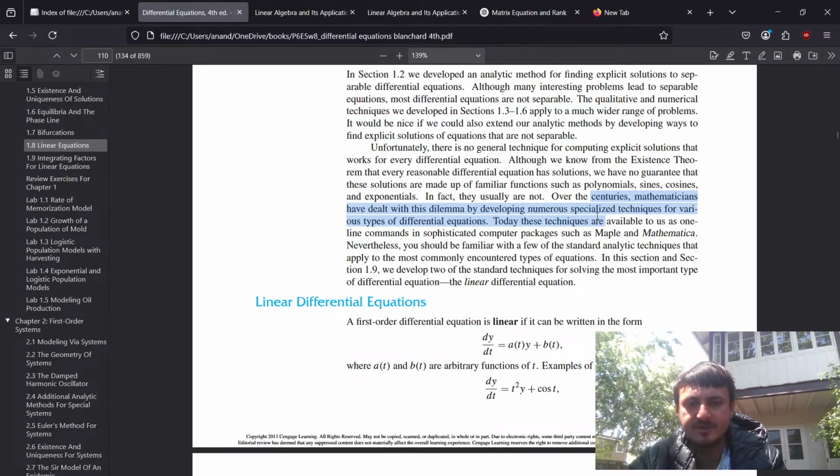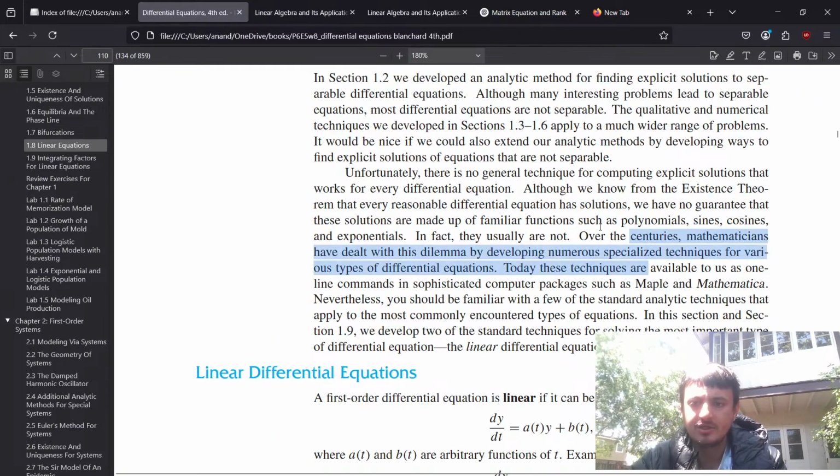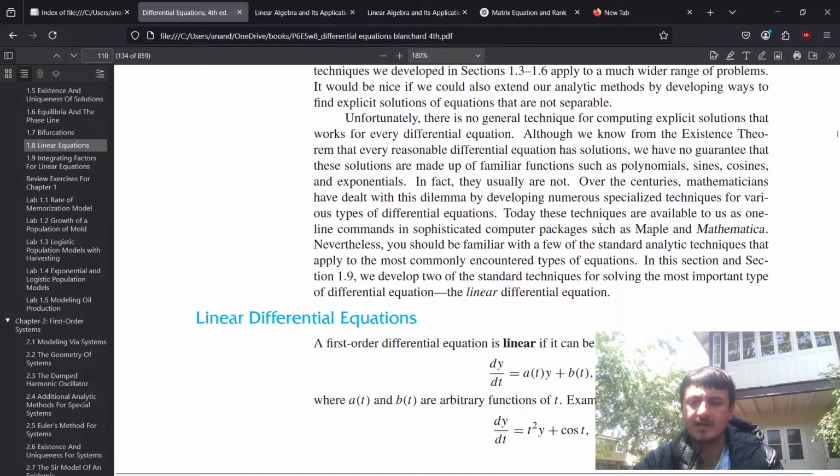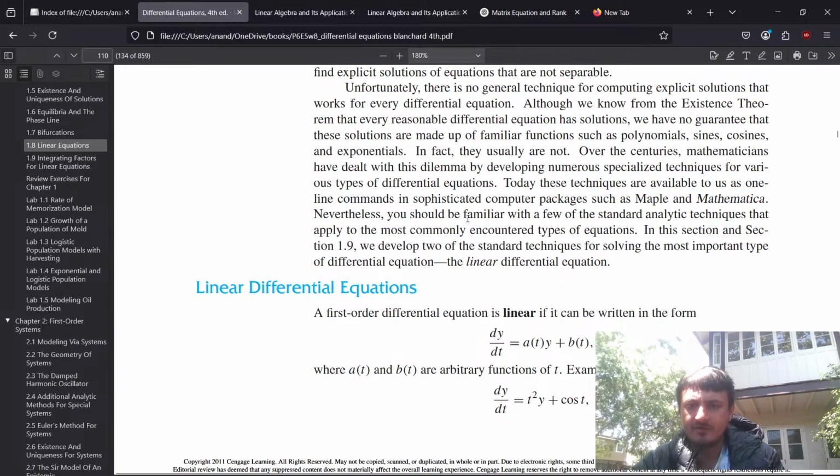Over the centuries, mathematicians have dealt with this dilemma by developing numerous specialized techniques for various types of differential equations. Today, these techniques are available in Mathematica. Nevertheless, you should be familiar with a few of the standard analytic techniques that apply to the most commonly encountered types of equations.